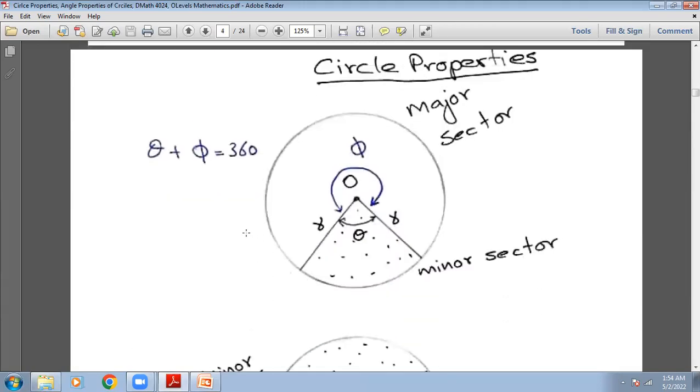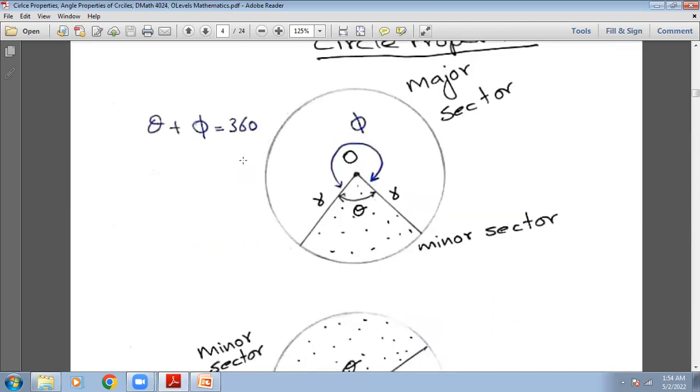Now, if you have a circle and you draw 2 radii like this, like you cut a piece of pizza, this is known as a sector. This portion is also known as a sector. This portion is smaller, so this is known as the minor sector. This portion here is bigger, larger, so this is known as the major sector.